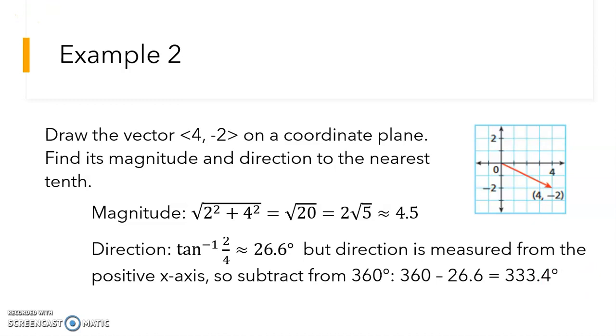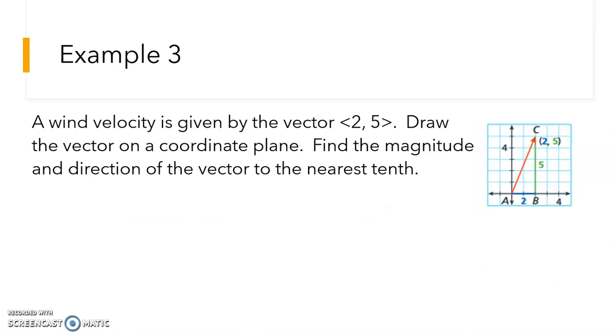I think we need another example of this. So let's take a look at example 3. It says a wind velocity is given by the vector 2, 5. Draw the vector on a coordinate plane. Find the magnitude and direction of the vector to the nearest tenth. So what I did to draw it is I graphed the point 2, 5, and then I just drew this red vector pointing to the point. Okay, now I need to find the magnitude and the direction. Now notice this is in the first quadrant, which is a good thing. So see if you can find both of those and then press play to see how I did it.